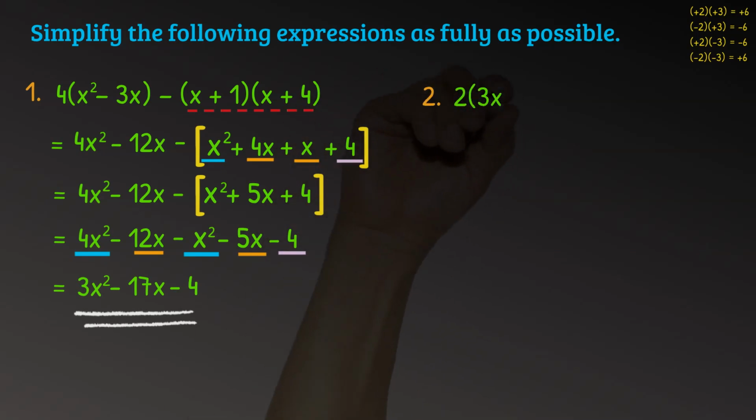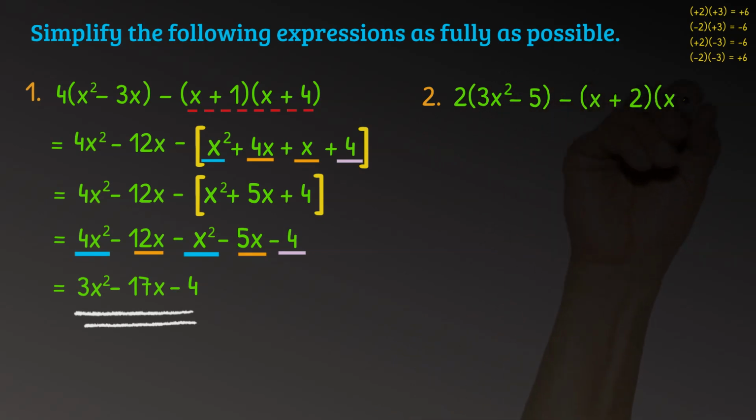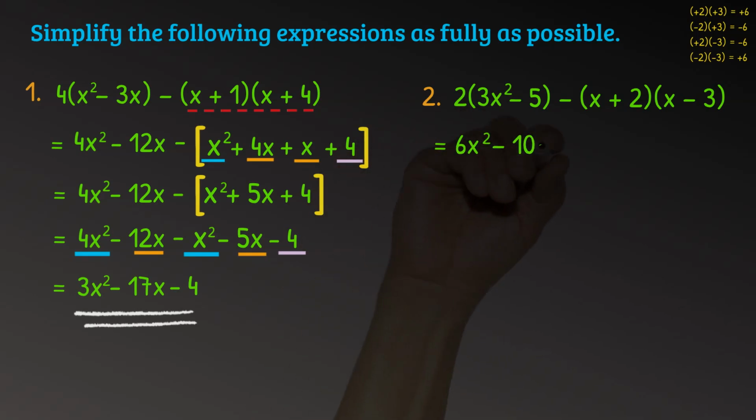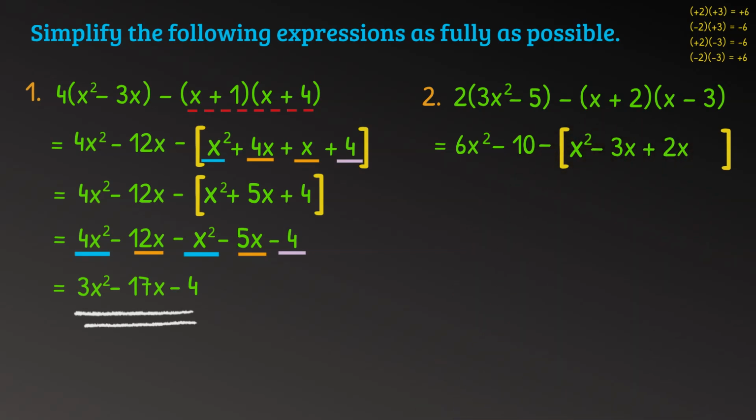In the second question, we're going to do the same. We're going to multiply out the first bracket first, which is 2 times 3x squared gives us 6x squared, and 2 times minus 5, which gives us minus 10. Then we're going to multiply out the next two brackets and put the result inside these yellow brackets. So x times x is x squared, x times minus 3 is minus 3x, 2 times by x is plus 2x, and 2 times by minus 3 is minus 6.